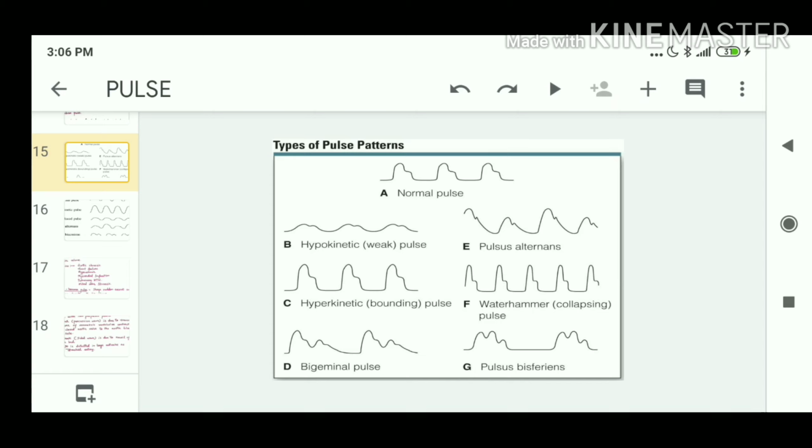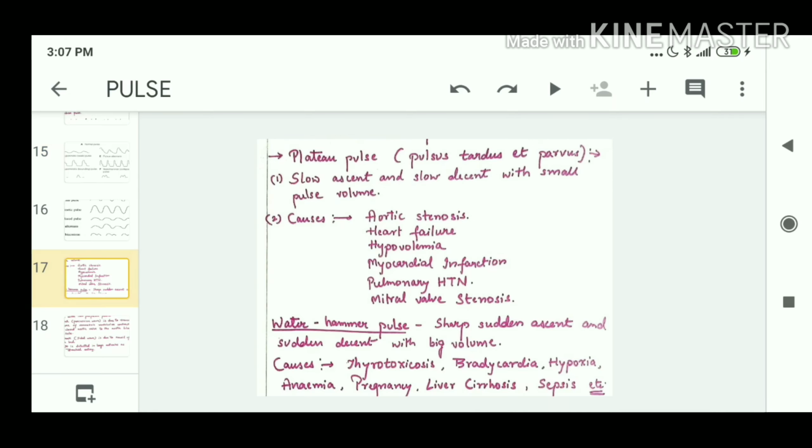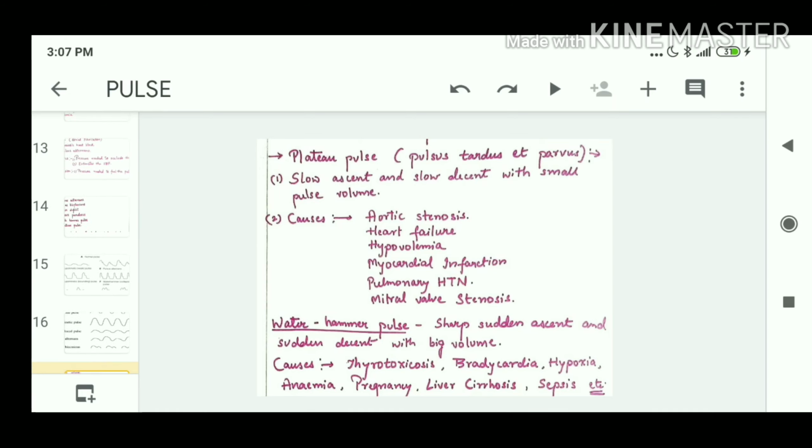In water hammer pulse, there is sudden onset and sudden descent, isn't it? Sudden ascent and sudden descent with a big volume. The causes of water hammer pulse are thyrotoxicosis, bradycardia, hypoxia, anemia, pregnancy, liver cirrhosis, and sepsis. So these are the conditions for the water hammer pulse. I think you are getting the differences between normal pulse, plateau pulse, and water hammer pulse.